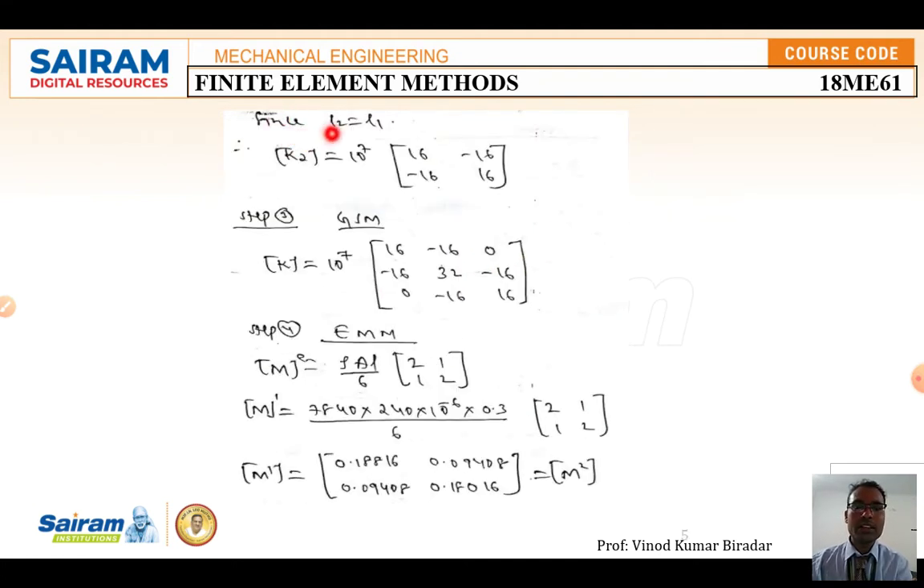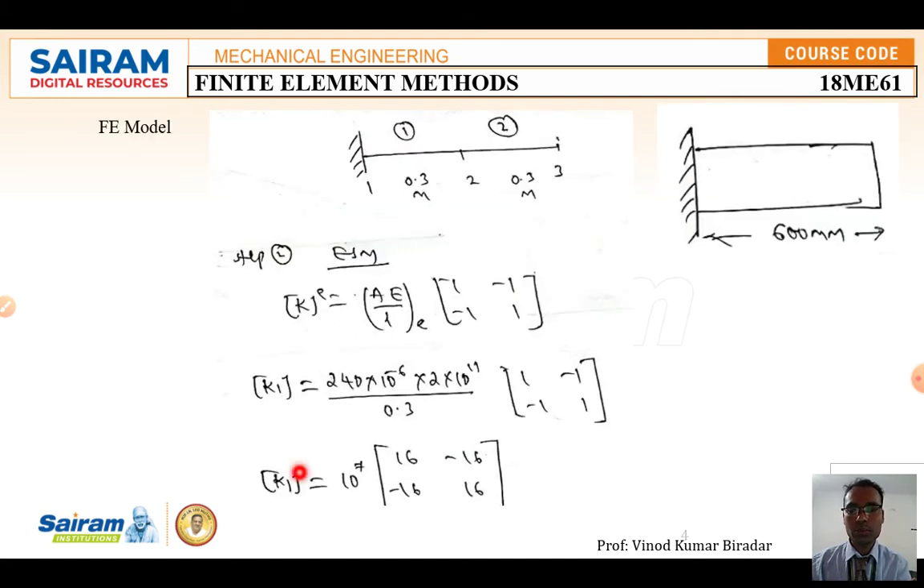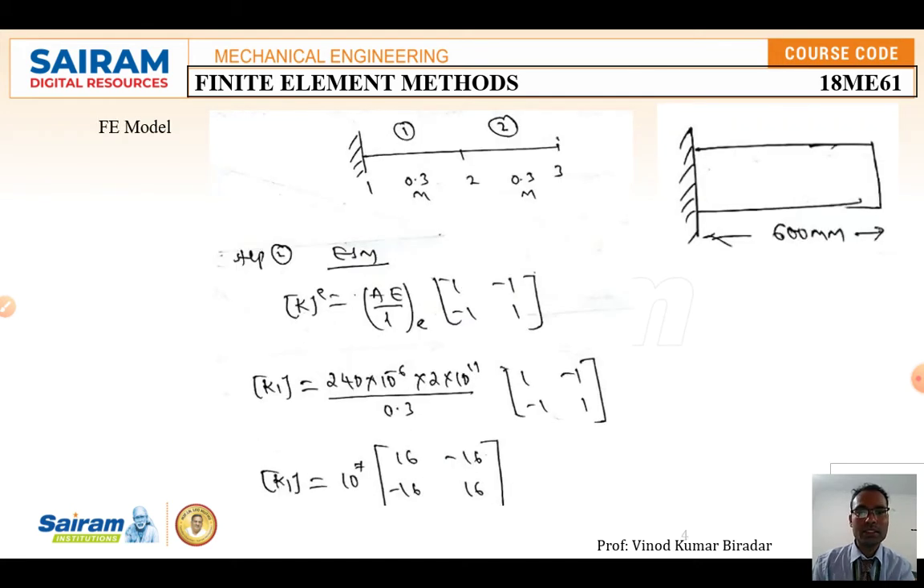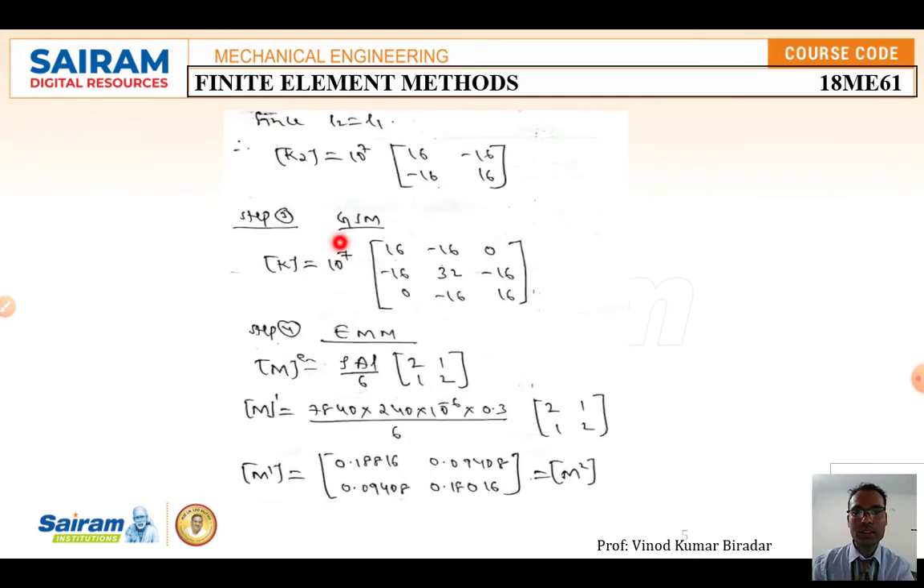Since the length of both elements is the same, k1 is equal to k2. So k2 equals k1, which is 10 to the power of 7 times 16, minus 16, minus 16, 16. After calculating the element stiffness matrices for both elements, you need to calculate the global stiffness matrix. Here the maximum number of nodes is 3, so you are going to get a 3 into 3 matrix. K is equal to k1 plus k2, that is a 3 into 3 matrix.